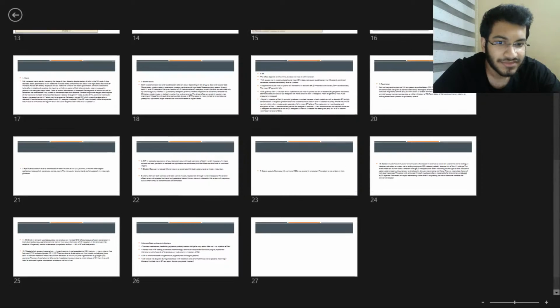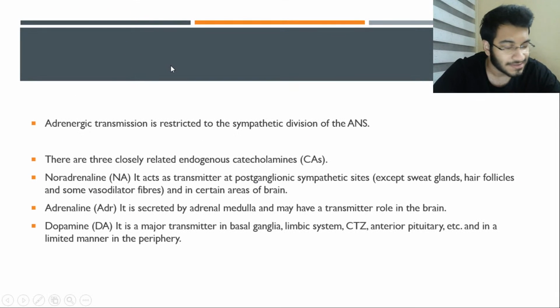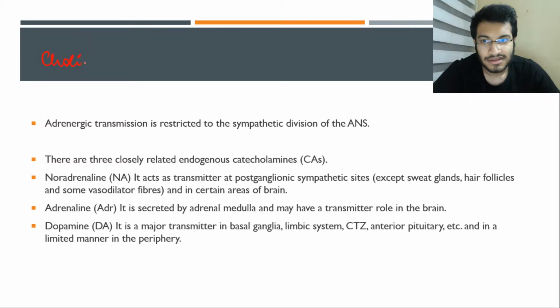So now let's start the adrenergic system. As discussed earlier, on the basis of the cholinergic system, what is the neurotransmitter? Which neurotransmitter causes a cholinergic transmission? Acetylcholine, right? So acetylcholine causes a cholinergic transmission, and it is the only transmitter that stimulates parasympathetic actions, that promotes the parasympathetic actions.